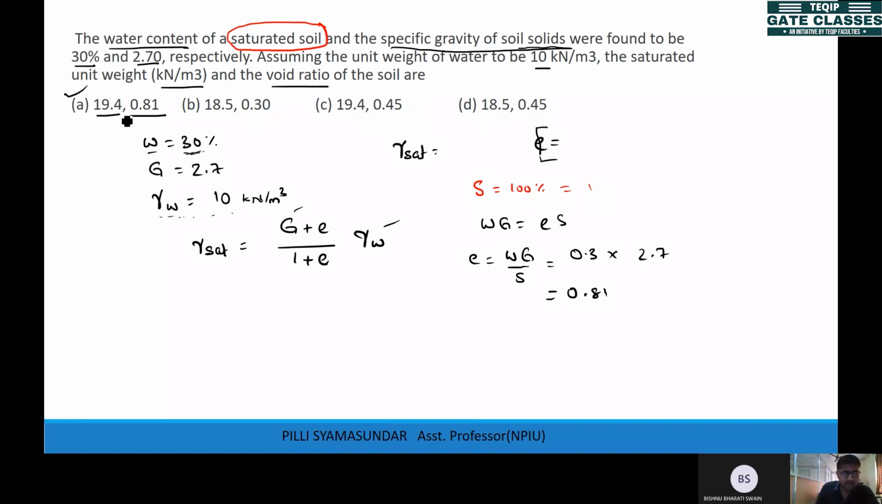But anyway, we'll check the saturated unit weight also, right? The saturated unit weight will be (G plus E) by (1 plus E) into 10. G is 2.7 plus E is 0.81, by 1 plus 0.81, into 10. So this is around 19.39, close to 19.4, right? So yeah, this is the answer.